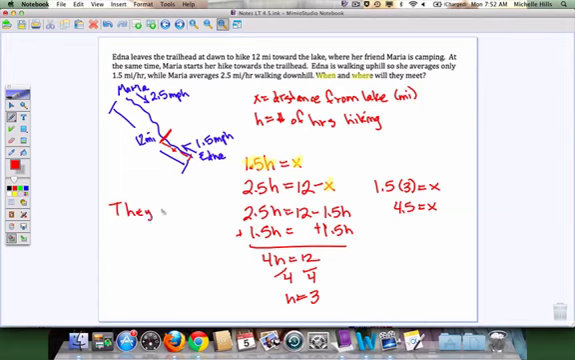They will meet in 3 hours, 4.5 miles from the lake.